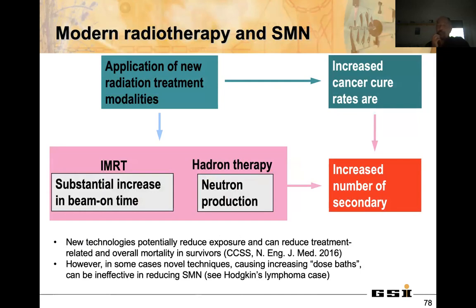Secondary cancers, I told you before that this is a problem for radiotherapy, and it is a problem also when you have, in particular, IMRT, because you have an increase of the beam on time. We have seen the data for Hodgkin's lymphoma showing no improvement with the modern techniques, but it can also be a problem for hadron therapy. This can be surprising because you say, well, you're supposed to spare normal tissue. True, but you can have neutrons, neutron production.